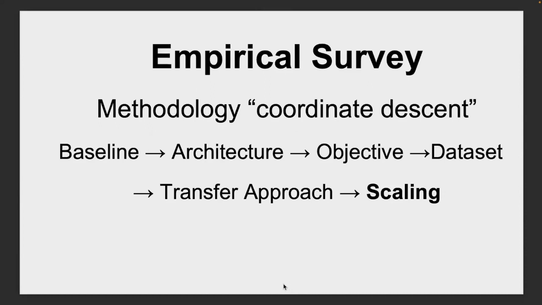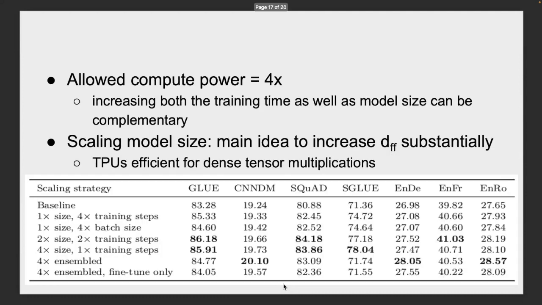And then last in the T5 survey, they compared the ways to scale the model and computing up. Say we want to increase our computing power by 4 times, either by increasing the training time, like running more epochs or more steps, or by increasing your model size. And then what is the performance on the downstream task?